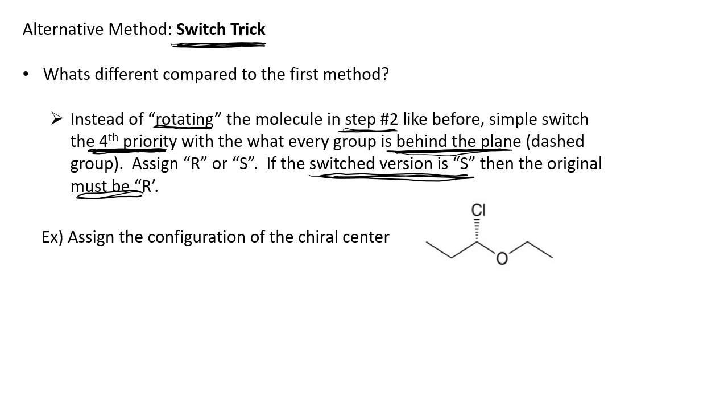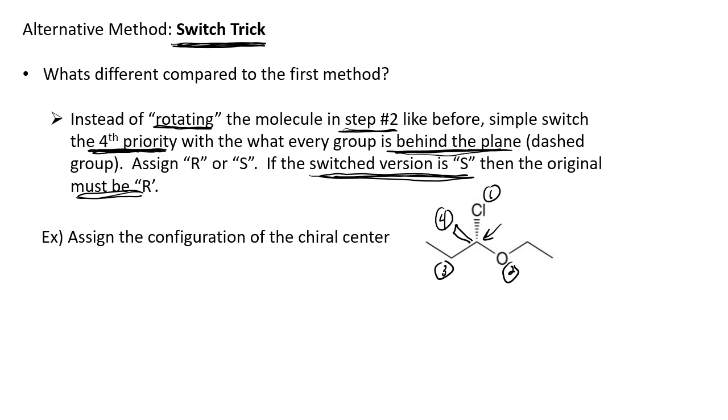So let's do the same exact molecule that we did in the last example, but let's use the switch trick. We have our chiral center. We know there's 4 different things attached. So we know that the chlorine is 1, oxygen is 2, the ethyl group is 3, and that hydrogen is 4.